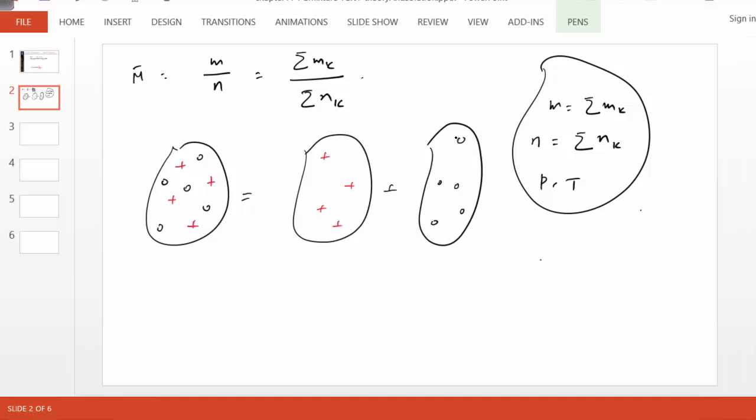In other words, here's the mixture. And here we have m1 kilomole of species 1, and n1 kilomole of species 1, whereas m2 and n2 are the numbers here for the second type of component. Of course, we can generalize this for any number of components.